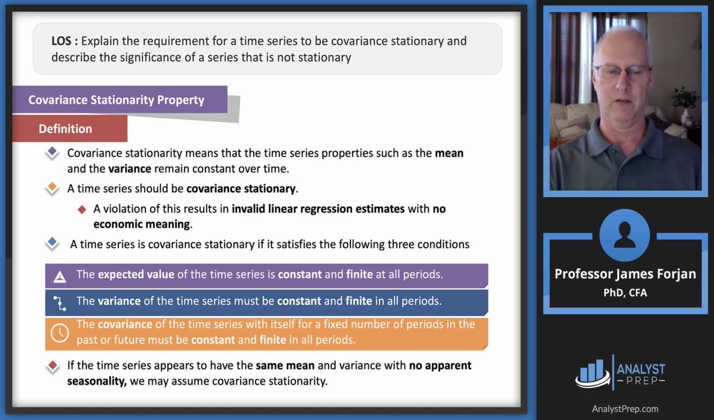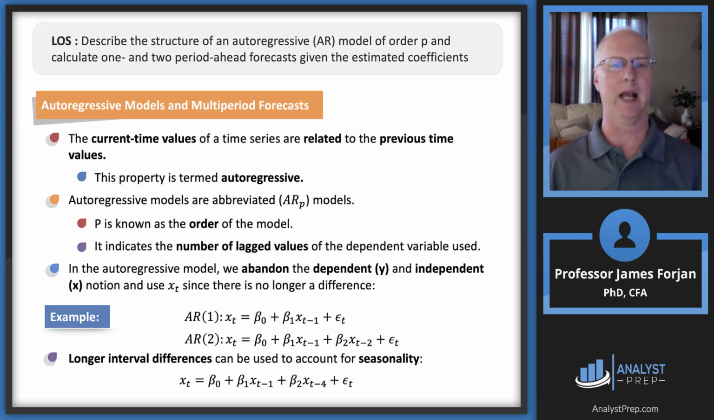All right, so look at that last diamond point. If the time series appears to have the same mean and variance, oh boy, and we'll talk about seasonality here in just a little bit, but with no apparent seasonality, we may assume covariance stationarity. Which means then that our linear regression estimates are valid, and then we can make some inferences that have some reasonable economic meaning.